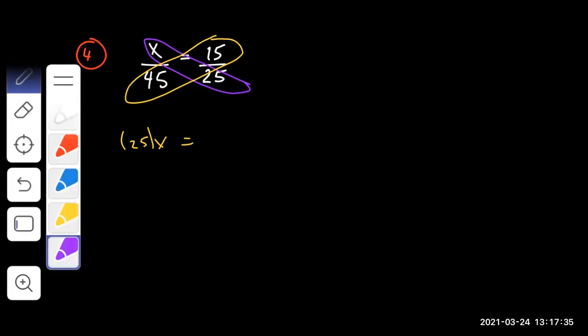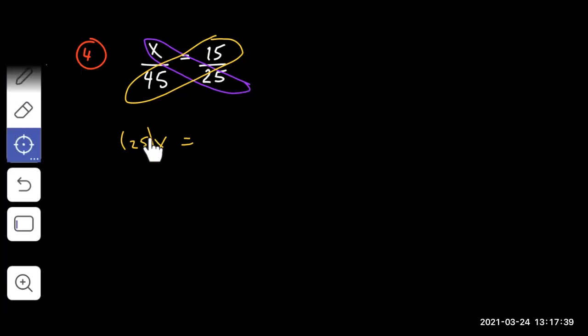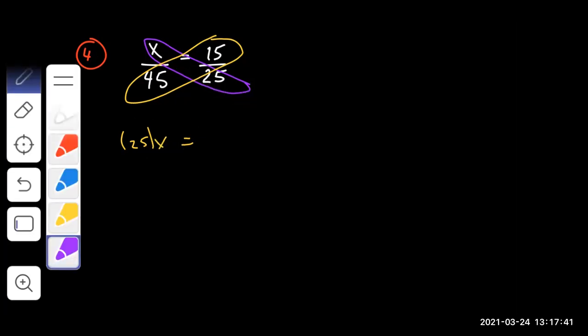I just swapped, guys. I just swapped the colors. This was supposed to be purple, and I'm using the other one. But you understand what I'm doing. Okay, 45 will multiply 15. Okay, thank you.